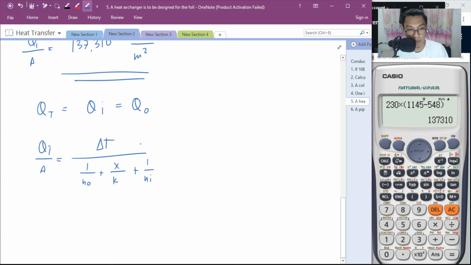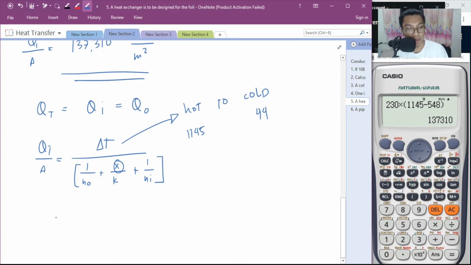Okay? Anong gagamitin natin sa delta T dito? Ang gagamitin natin sa delta T, from hot to cold. Ano ba yung hot dyan? O yung hot is 1145. Yung cold, 44. O, hanapin natin si X. Pwede ba tayo mag-algebra? Sige, algebra muna tayo.